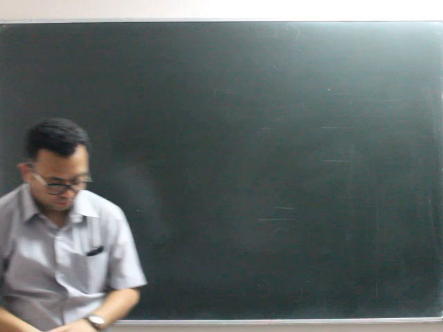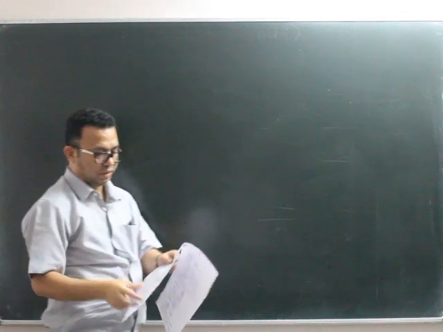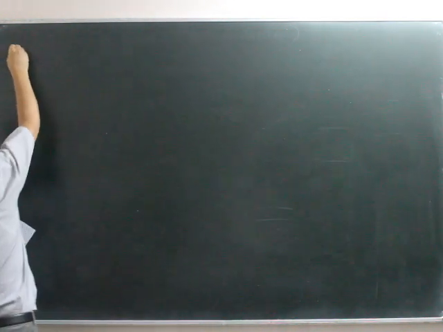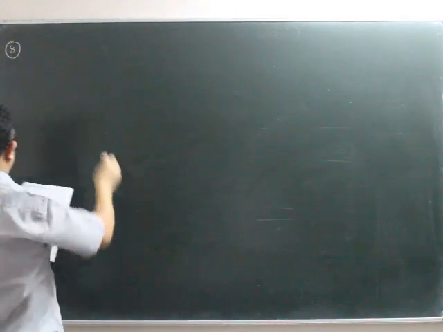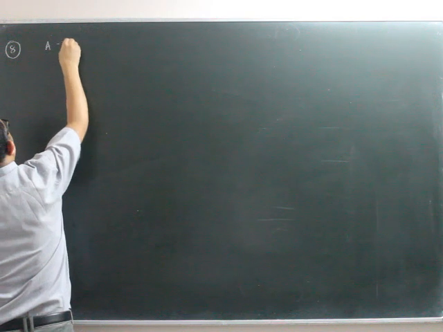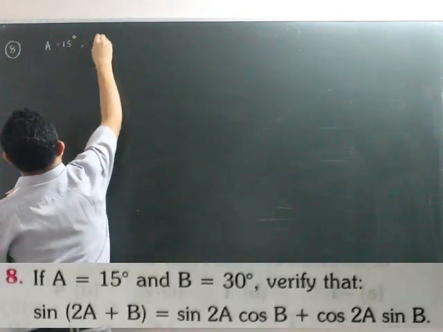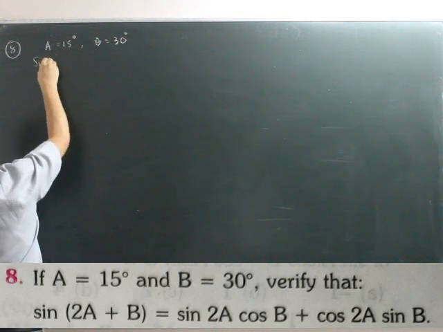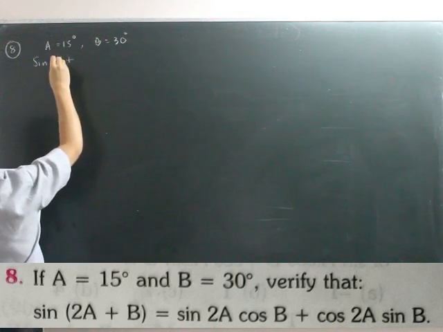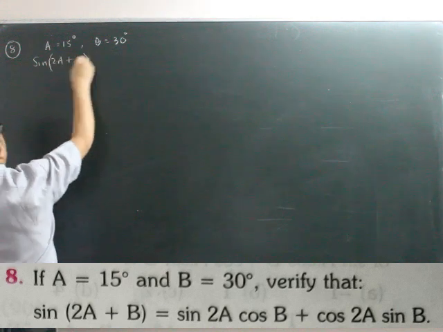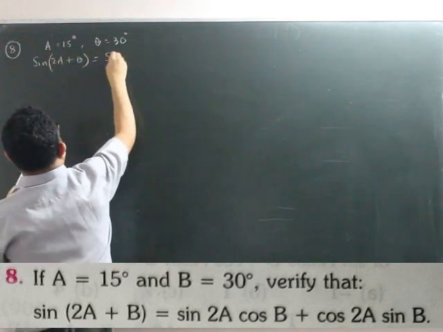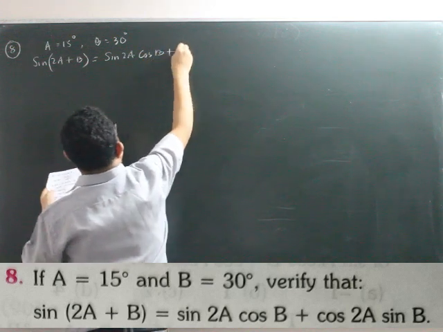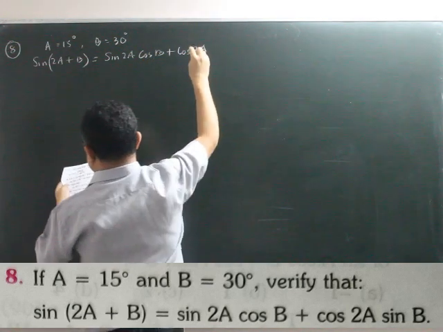Now moving on to the next question now. So when I say next question, I think even somebody said question number 8 also. So let me solve that also, 8. Where A is 15 degree and B is 30 degree, then verify that sine 2A plus B is equal to sine 2A cos B plus cos 2A sin B.